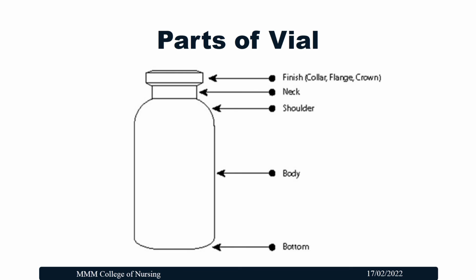The vials have different parts. Actually, it is a container made up of glass and it is closed with a rubber cap, and that will be sealed or finished with aluminium. The bottle has parts like neck, shoulder, body and the bottom.